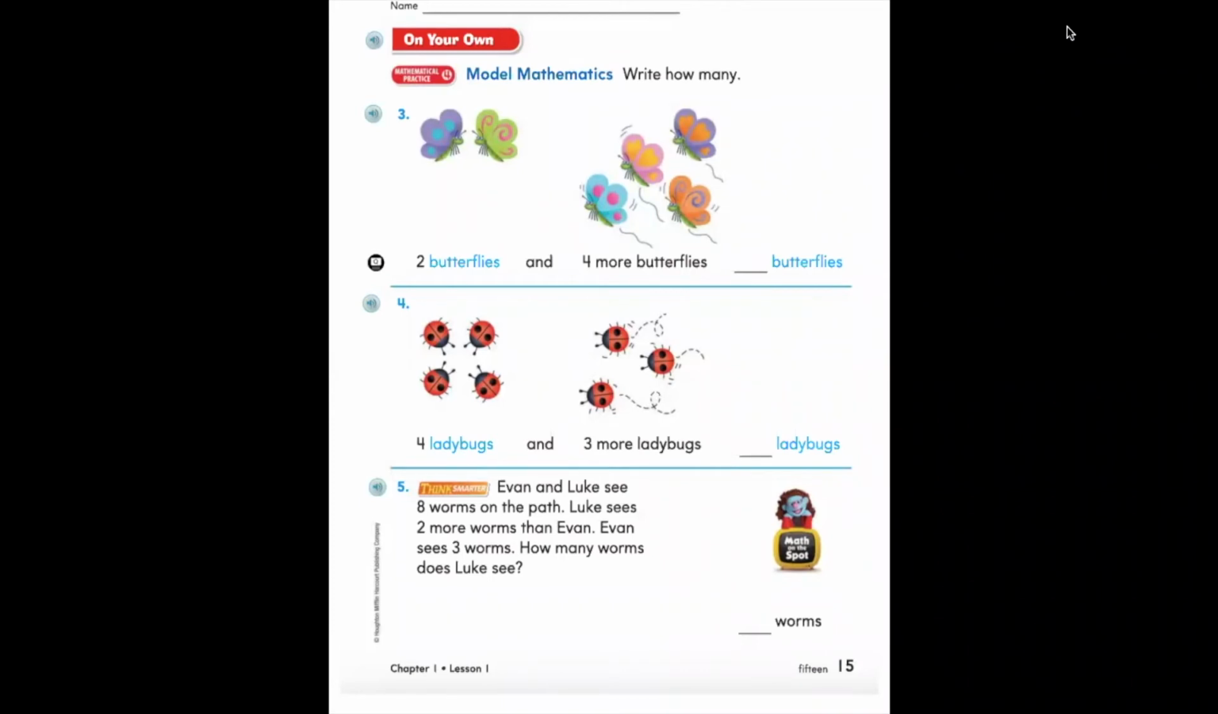All right, so let's flip to our next page, which is page 15. On page 15, this page is going to be finished on your own. So we'll go through each problem, then you'll complete it by yourself, and we'll check back in to see if you completed it correctly. So number 3 says that there are 2 butterflies and 4 more butterflies join them. So go ahead and pause the video here and write in how many butterflies there are now.